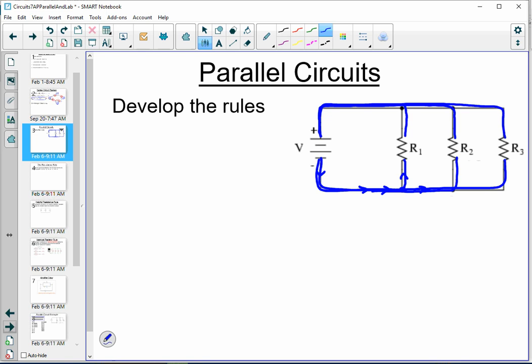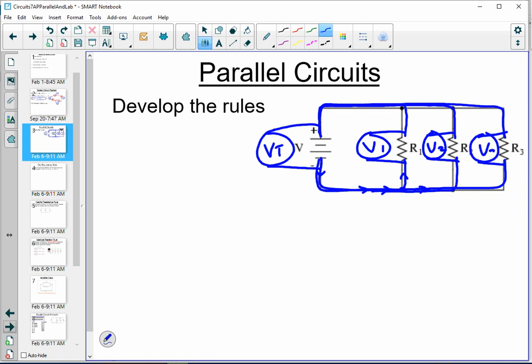That leads us to the rule for potential difference, which says that the potential difference of the battery must be equal to the potential difference across resistor 1, which is equal to the potential difference across resistor 2, which is equal to the potential difference across resistor 3.